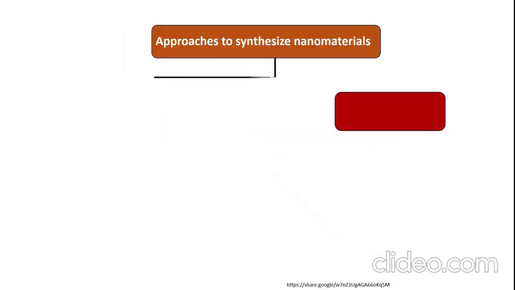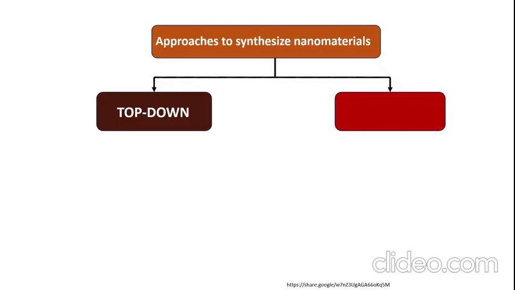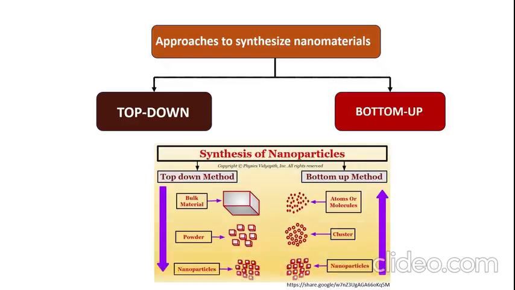And the next one that we are going to discuss is the approaches of synthesizing nanomaterials. Majorly we have two types of approaches. One is the top down approach and the other one is the bottom up approach. As you can see in this picture, the top down approach is something in which you start with the bulk material, then you reduce it into a powder, then you prepare a nanoparticle.